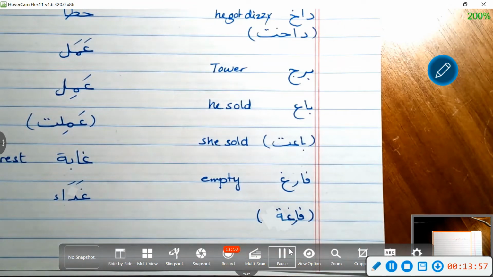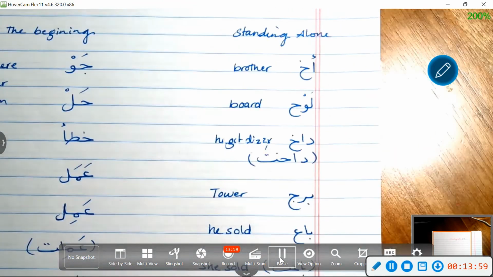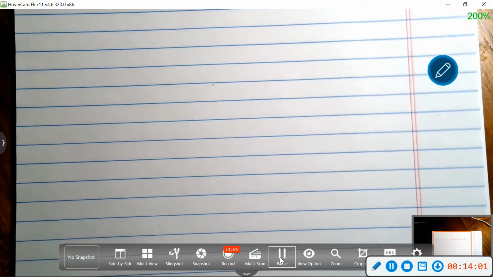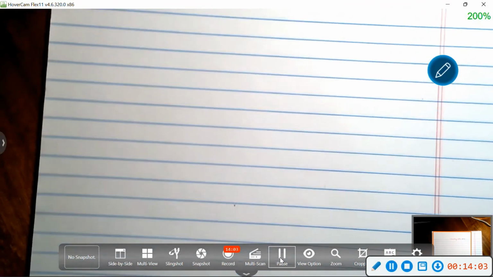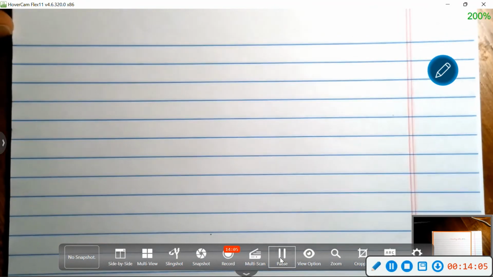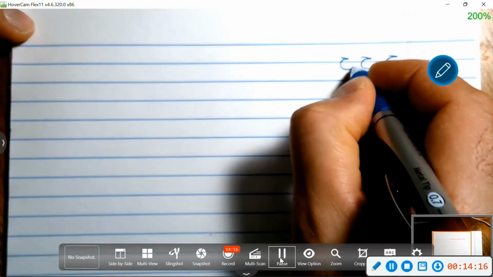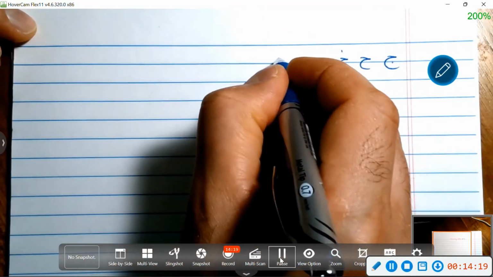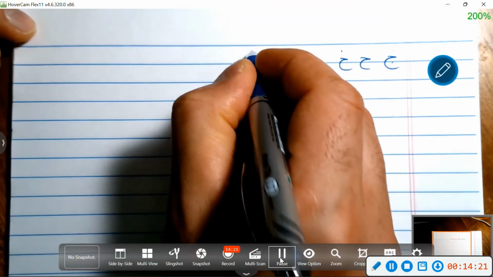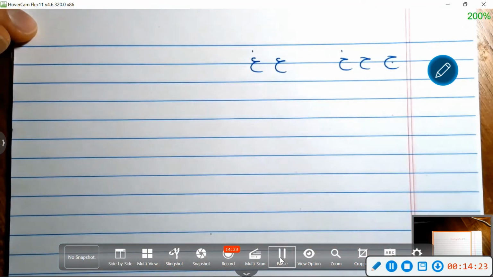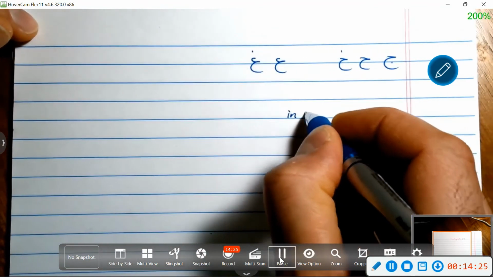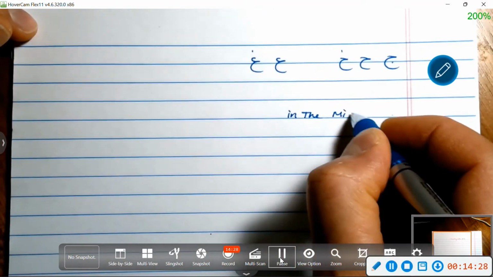Now let's study the last part, which is جيم حاء خاء and عين غين, when they come in the middle of the word. In the middle of the word.